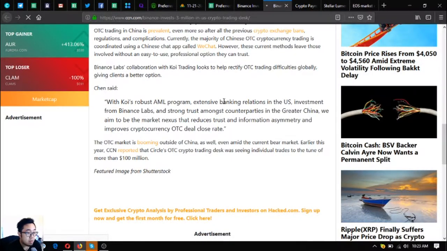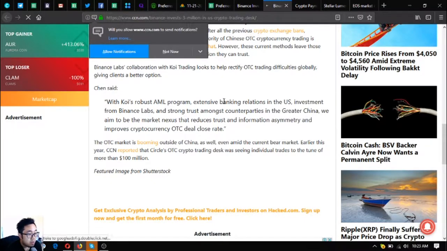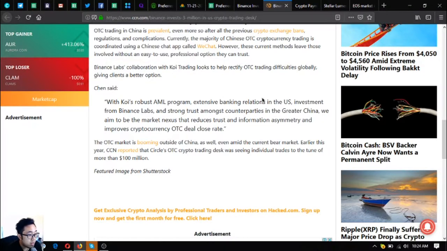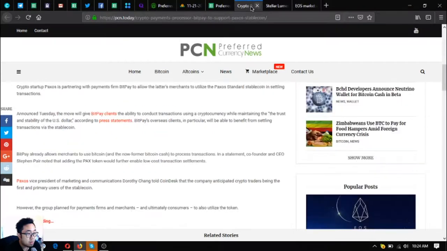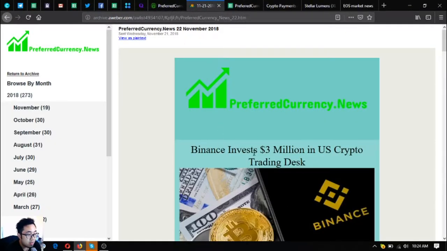With Koi's robust AML program, extensive banking relations in the US, investment from Binance Labs, and strong trust amongst counterparties in Greater China, we aim to be the market nexus that reduces trust and information asymmetry and improves cryptocurrency OTC deal close rate. The OTC market is booming outside of China as well, even amid the current bear market. Earlier this year, CCN reported that Circle's OTC crypto trading desk was seeing individual trades to the tune of more than $100 million. Okay, so that was the first update in the newsletter.